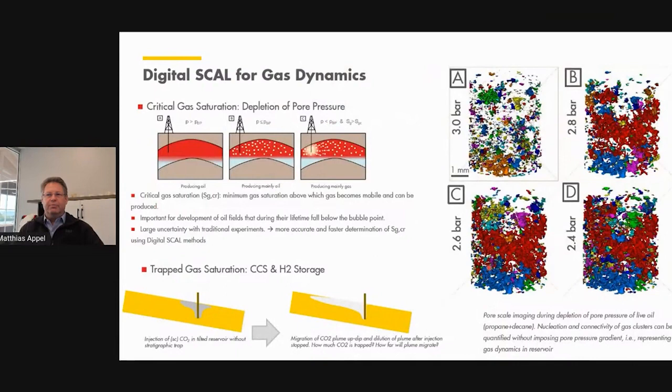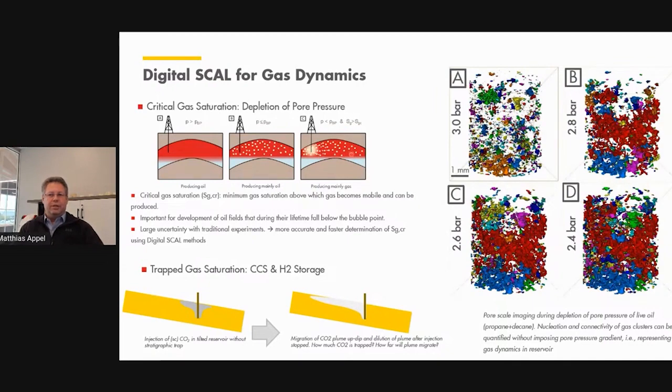That leads to very important applications. For instance, the determination of a critical gas saturation. Just as a reminder, critical gas saturation: when you deplete the pore pressure of a reservoir, and you have a live fluid in it, then when the pore pressure goes below the bubble point, you will release the gas as a separate phase. And at some point, the saturation of the gas is so large that the individual gas clusters become connected. And in that case, you will start to produce mainly gas and you leave the oil behind.